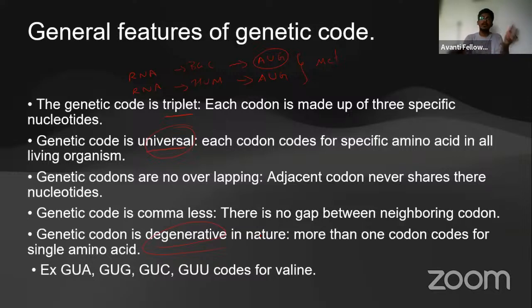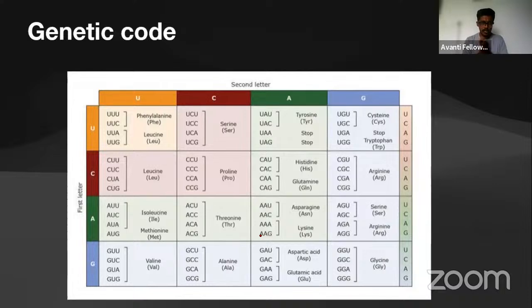What are degenerate codes? More than one code can code for a single amino acid. Let's see what degenerate codes are. Can you please spot some degenerate codes? For example, here we have CUU as one code, CUC is another code, and CUA is another code. You can see that there are different codes coding for the same amino acid. That means more than one code can code for the same amino acid. So this is called the degenerate nature of the genetic code.